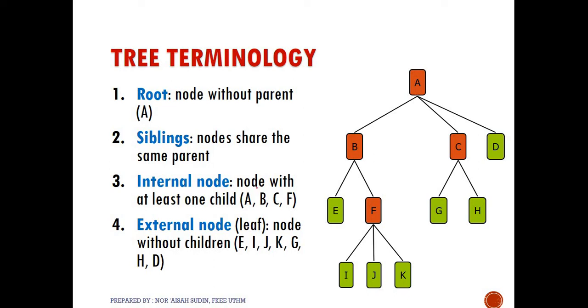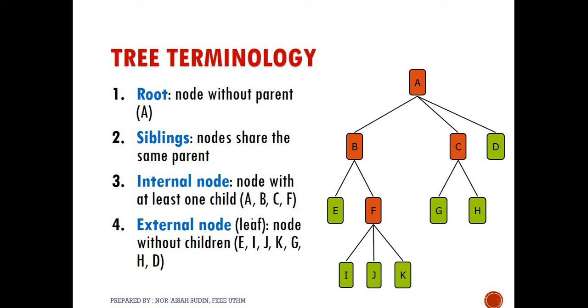An internal node is a node with at least one child. In this example, A has B and C as children. B has a child, which is F, and F is the parent of I, J, K. C also has children, which are G and H. So the internal nodes, or nodes with at least one child, are A, B, C, and F.